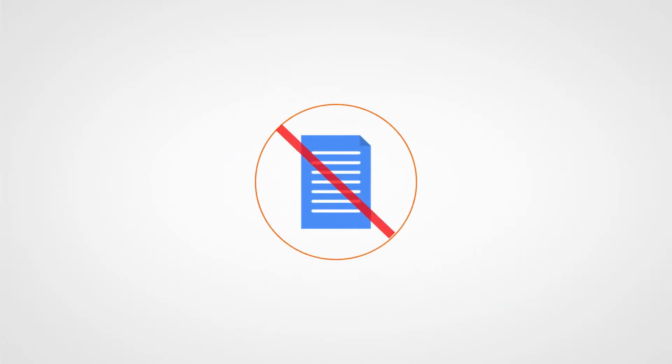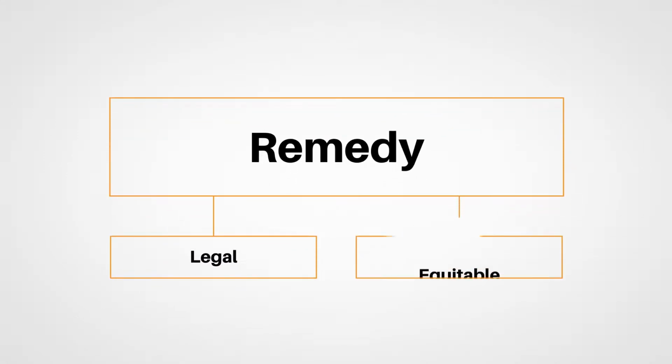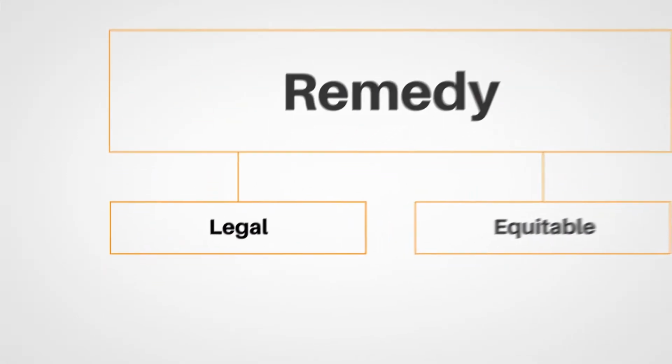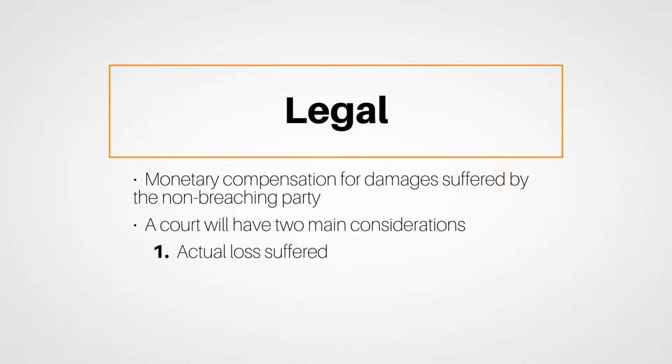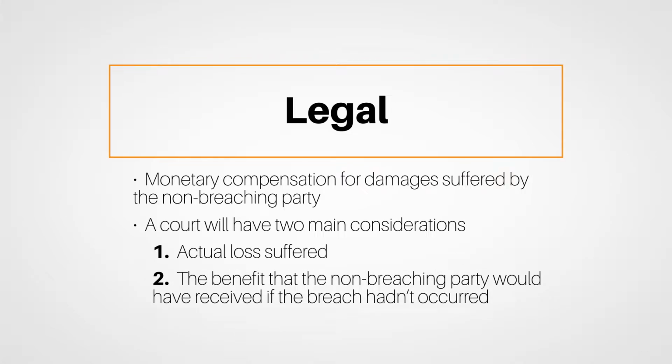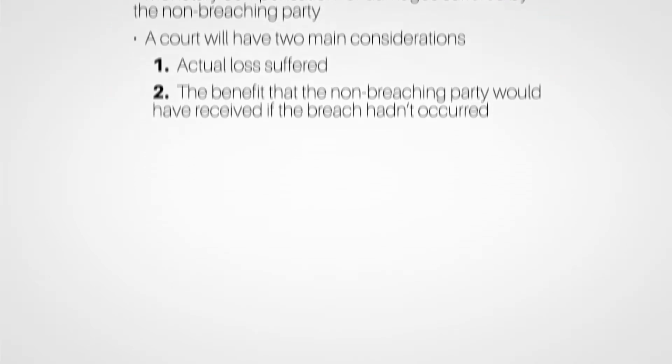When a breach of contract occurs, a court determines a remedy, and there are two types. They are legal and equitable remedies. Legal remedies are monetary compensation for damages suffered by the non-breaching party, and a court will have two main considerations for their determination. The first is the actual loss suffered, and the second is the benefit that the non-breaching party would have received if the breach hadn't occurred.